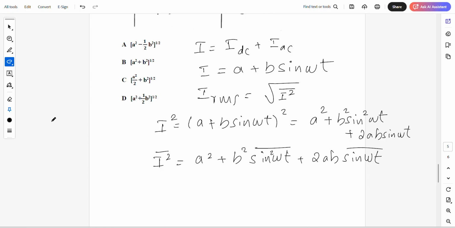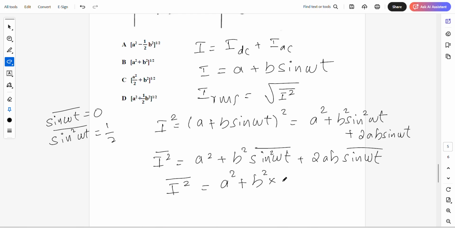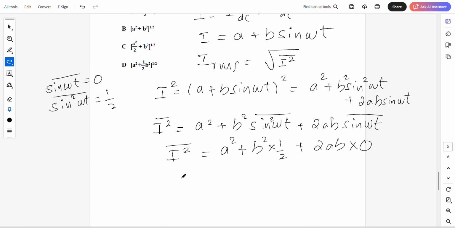What is the average we have seen for one full cycle? The average of sine of omega t is equal to 0. The average of sine square omega t over one full cycle is equal to 1 by 2. Just substitute here. Average of I square is equal to A square plus B square into 1 by 2 plus 2AB into 0. So the average of I square is equal to A square plus B square by 2.